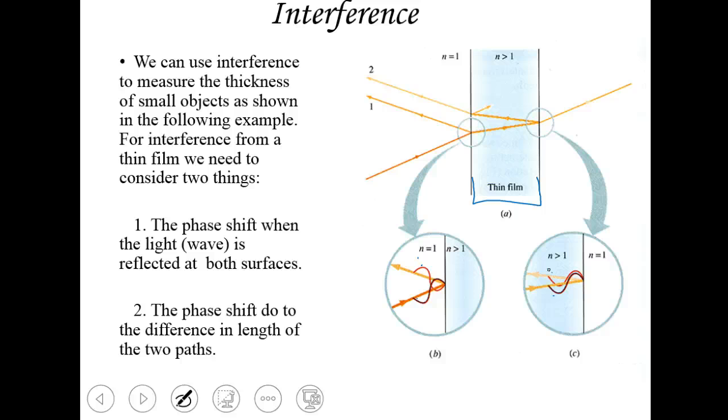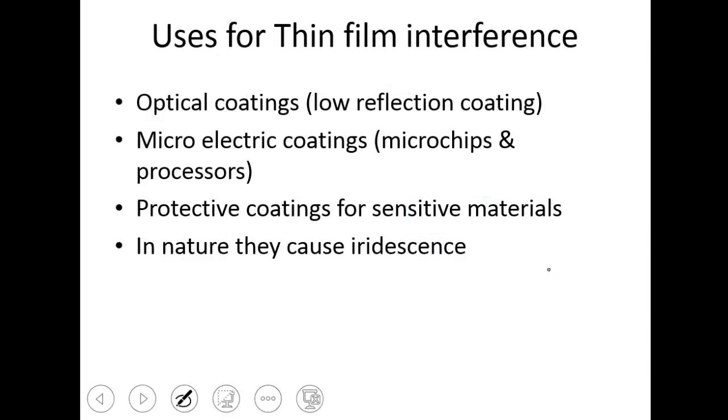So we can use thin film interference to measure the thickness of objects. There are some formulas to do this. However, I don't want to go through the paces of that. I want you guys to master single slit, double slit, and diffraction gratings.